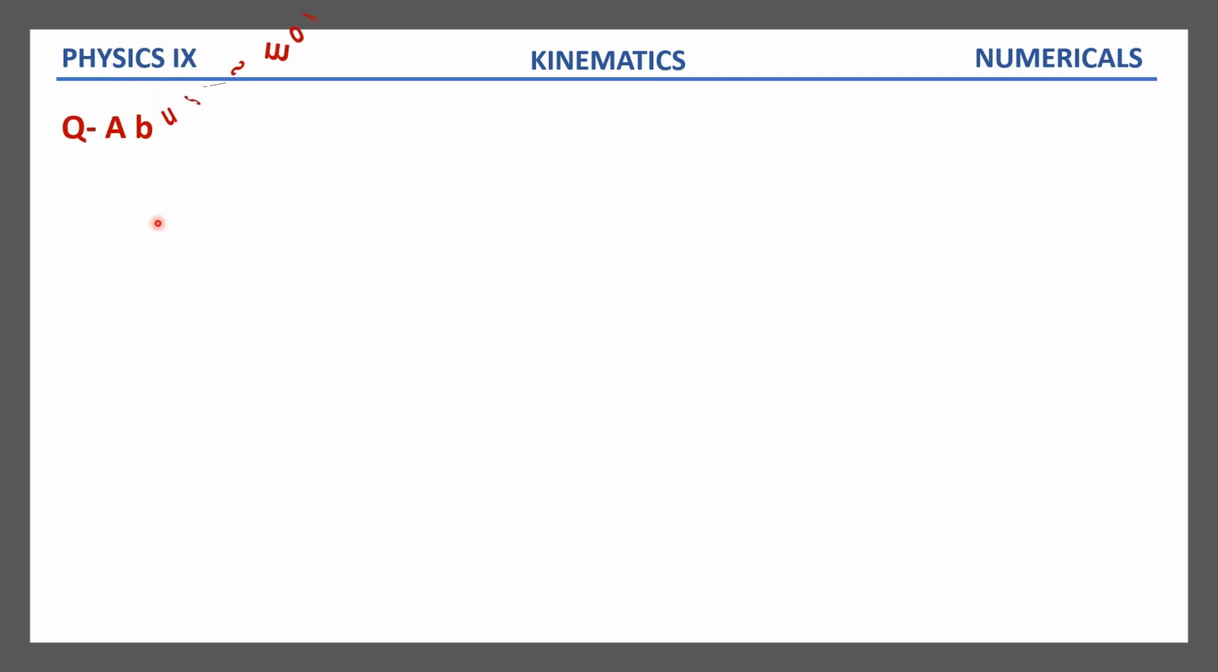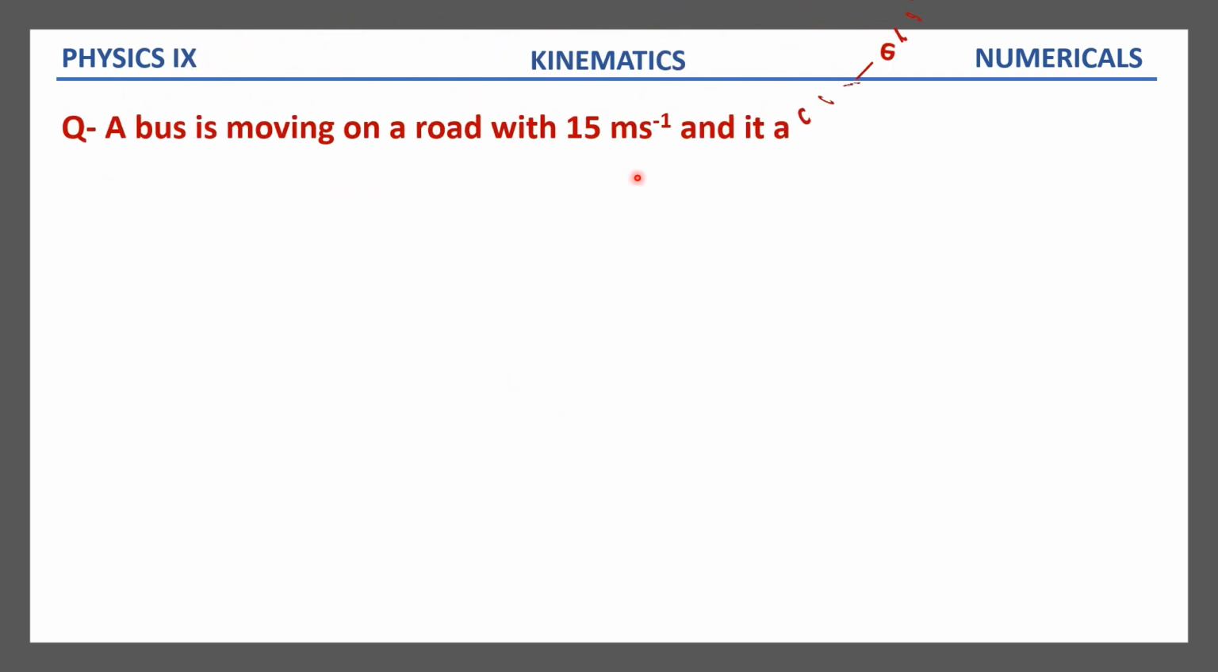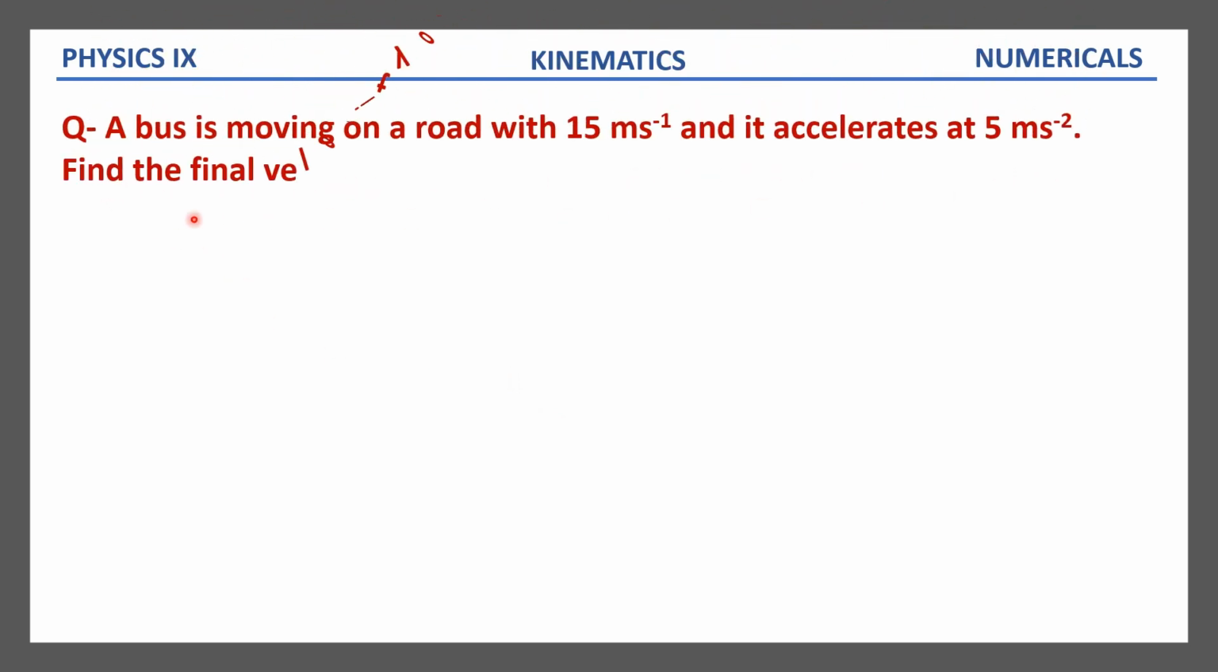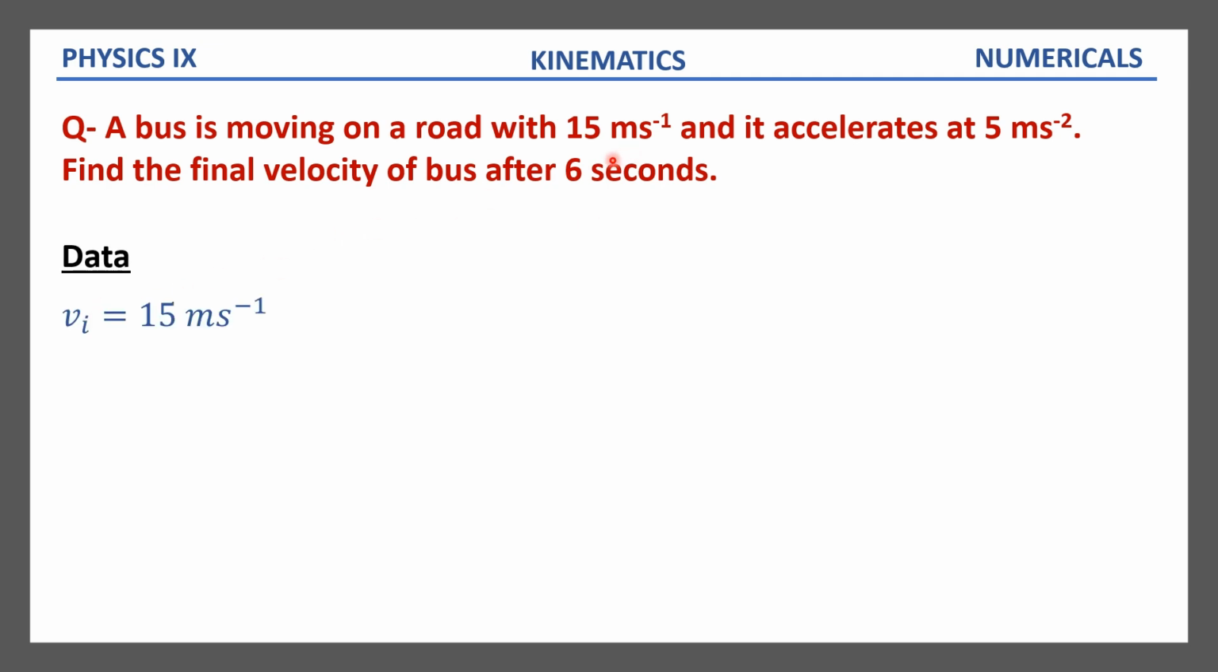A bus is moving on a road with 15 meters per second and it accelerates at 5 meters per second square. Find the final velocity of the bus after 6 seconds. Here is the data. Initial velocity is 15 meters per second. Acceleration is 5 meters per second square. And the time is 6 seconds. We have to find final velocity.